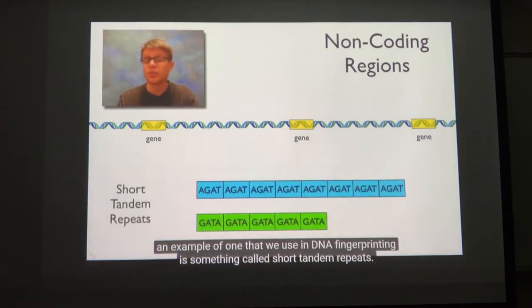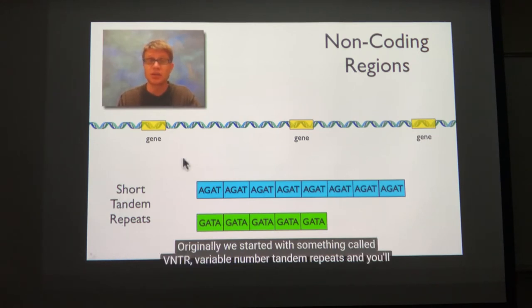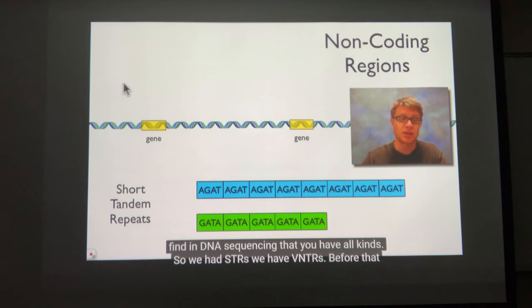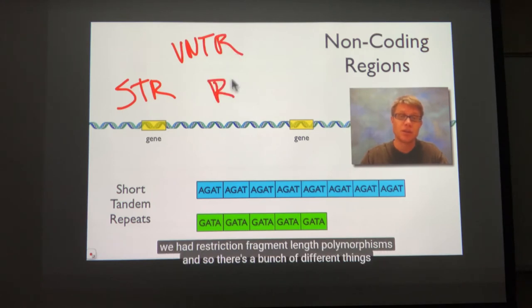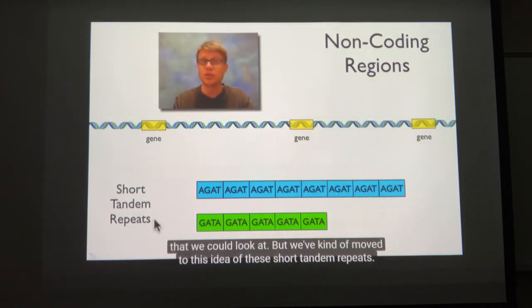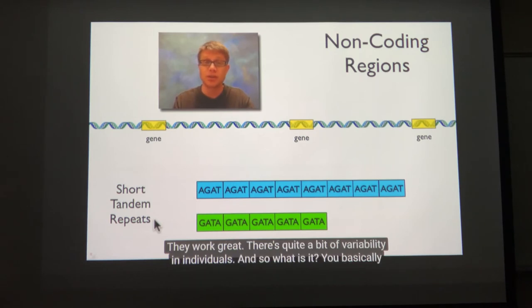And so an example of one that we use in DNA fingerprinting is something called short tandem repeat. Originally, we started with something called VNTR, variable number tandem repeats, and before that we had restriction fragment length polymorphisms. So there's a bunch of different things that we could look at, but we've moved to this idea of these short tandem repeats. They work great. There's quite a bit of variability in individuals.